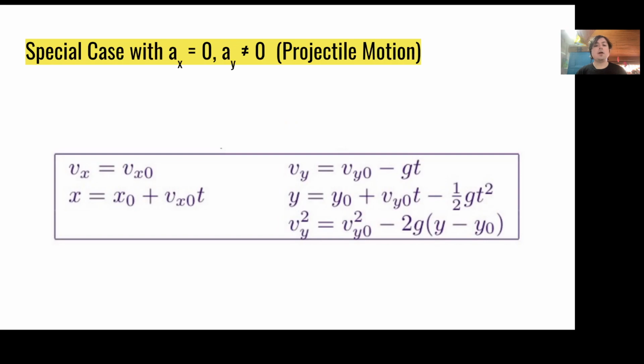Alright, in that scenario, we can generate new kinematic equations that address having acceleration just along the y direction. And in these kinematic equations, we've replaced the symbol a for acceleration along the y with g, which is a common way to say the acceleration due to gravity.